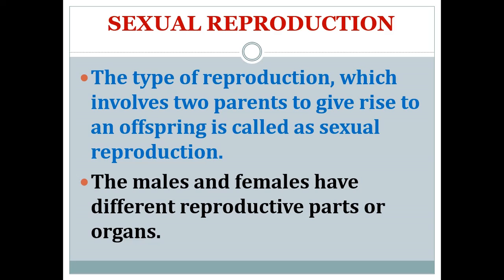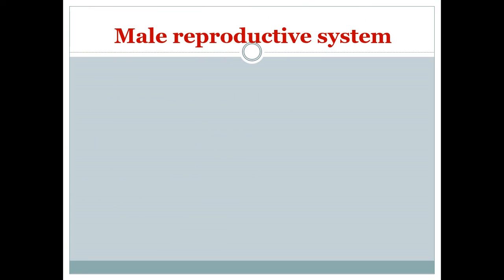So in this video we can see how sexual reproduction takes place between two parents which give rise to an offspring. And you know that there are different reproductive organs for males and females. So about that also we are going to see briefly in this video. First we can see the male reproductive system.